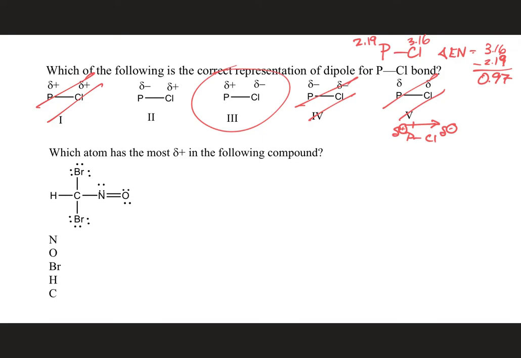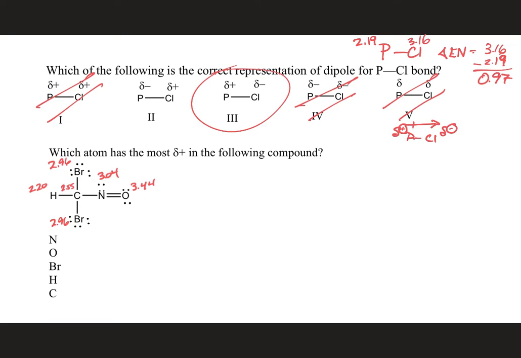All right, which atom has the most partial positive in the following compound? Well, we have bromine there with an electronegativity of 2.96. Carbon is 2.55. Nitrogen is 3.04. And oxygen 3.44. Well, so carbon is giving up electrons to the nitrogen. Nitrogen's giving up electrons to the oxygen. So the nitrogen is kind of giving, but it's also taking. So it's not the nitrogen.